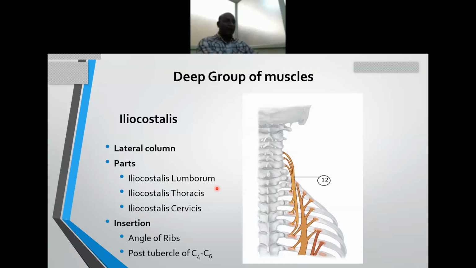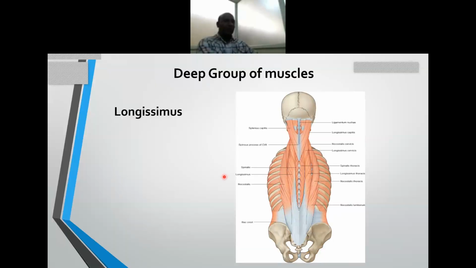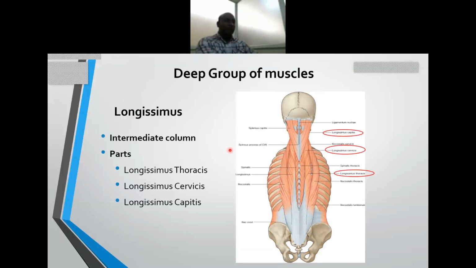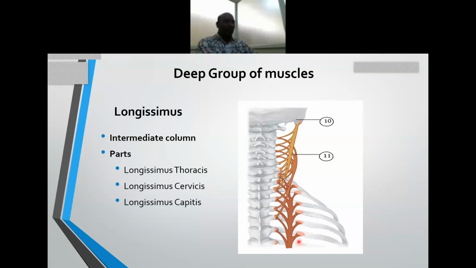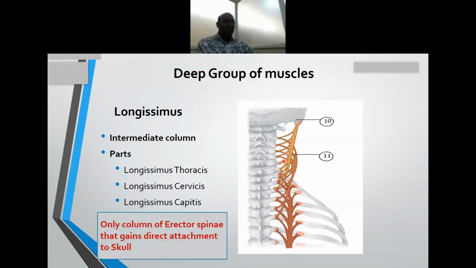There are different parts, but you can read up about them a little later, or they have been covered in the back. Okay, so longissimus has three parts: the longissimus thoracis, longissimus cervicis, and the longissimus capitis. Okay, so that is again part of the erector spinae group.